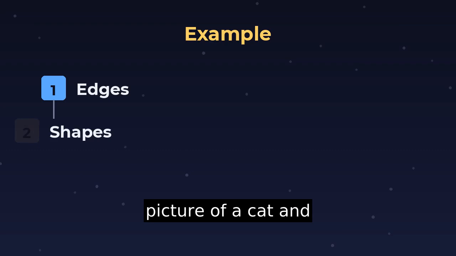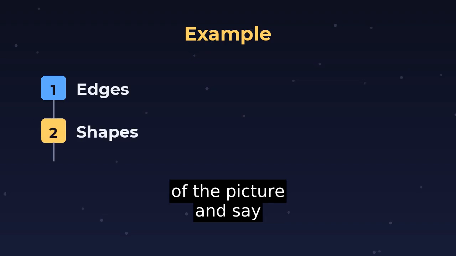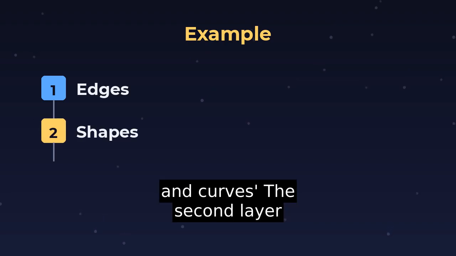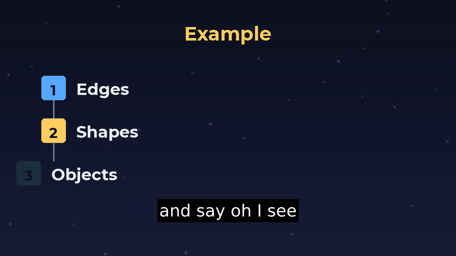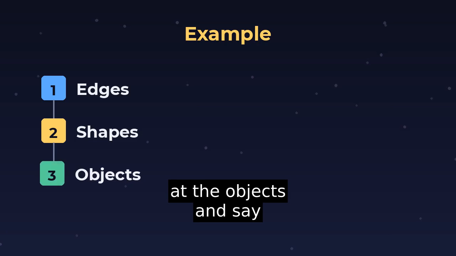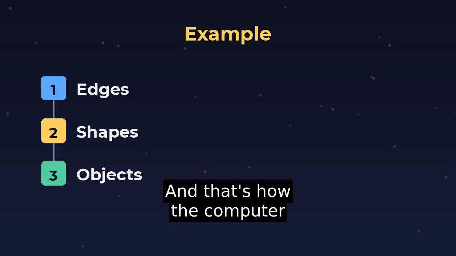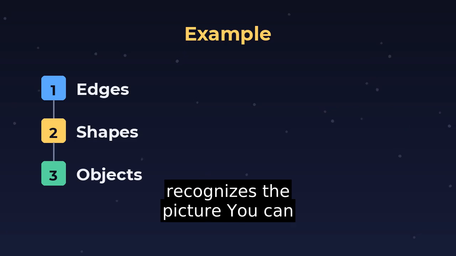Imagine we have a picture of a cat, and we want the computer to recognize it. The first layer might look at the edges of the picture and say, oh, I see some lines and curves. The second layer might look at the shapes and say, oh, I see some eyes and a nose. The third layer might look at the objects and say, oh, I see a cat. And that's how the computer recognizes the picture.